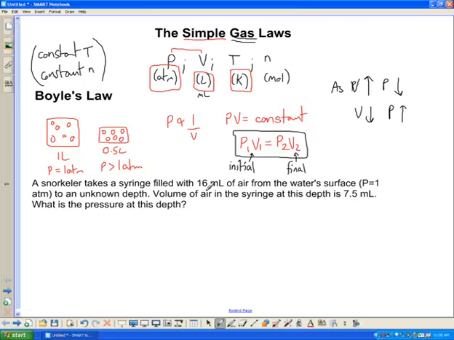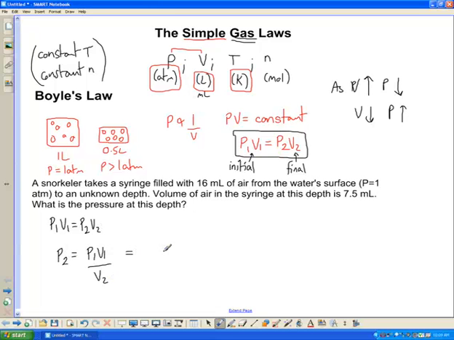Well, notice that the volume of the air in the syringe has gone from 16 to 7.5. So 16 mLs above the water to 7.5 below it. So the volume's gone down. Because these are inversely proportional, you should be able to predict that, well, that means the pressure's gone up. But let's just see. We know P1 V1 is P2 V2. What I'm looking for is my P2, so I'm just going to rearrange the equation to get that. So P1 V1 over V2.